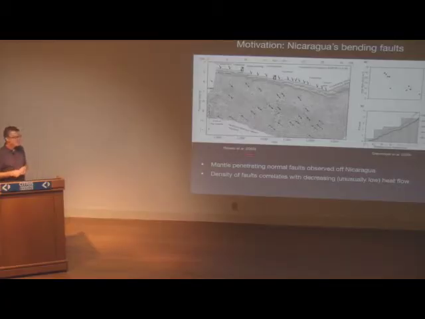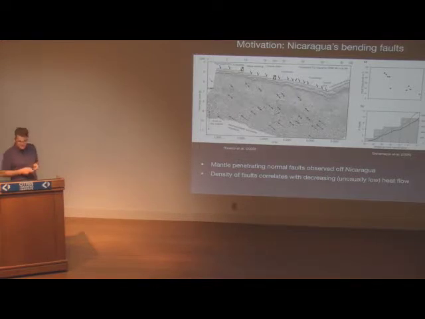And so in this paper by Ranero et al., they speculated that these would provide permeable pathways to allow seawater to percolate down all the way through the crust and into the mantle, where it would hydrate the peridotites and form serpentinites. So this would be a way to carry down a lot of water into a subduction zone.